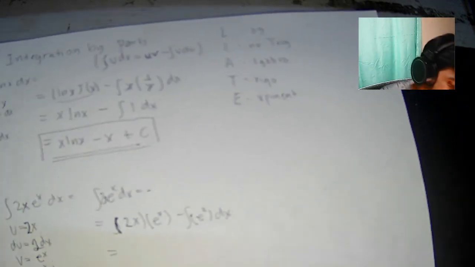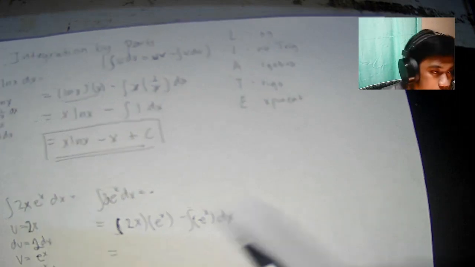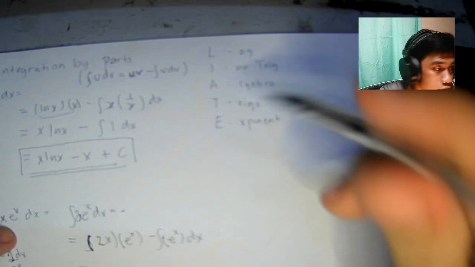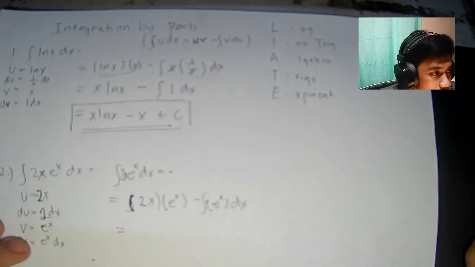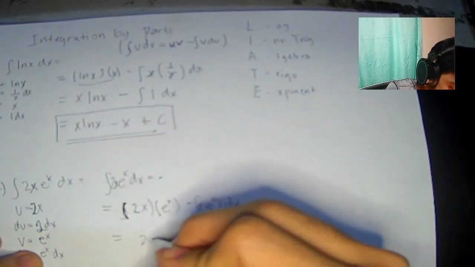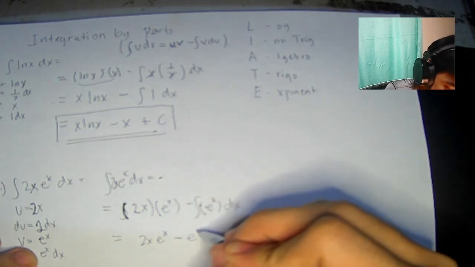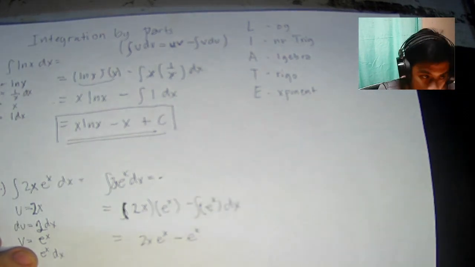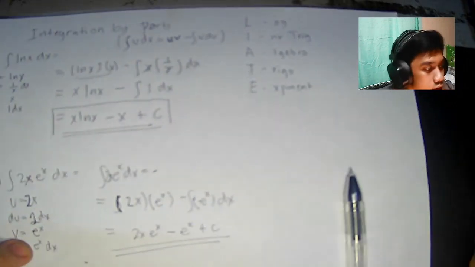That's it. We just see which is first in the order, and we just substitute into the formula. So 2x e to the x minus 2 e to the x plus c. That is our final answer.